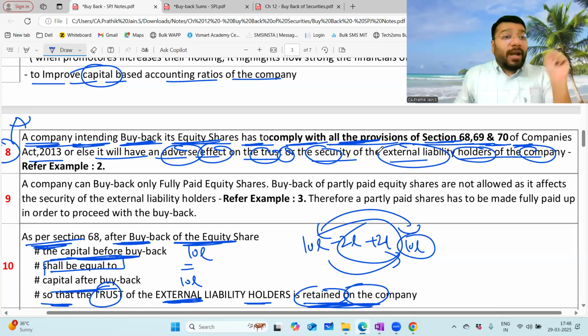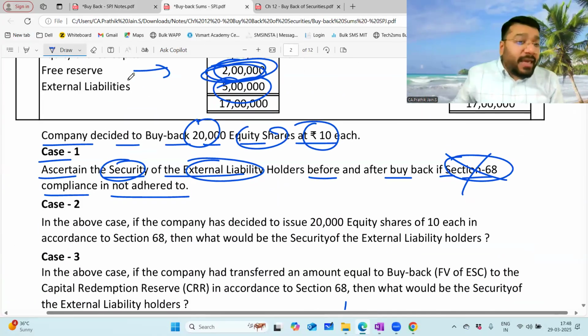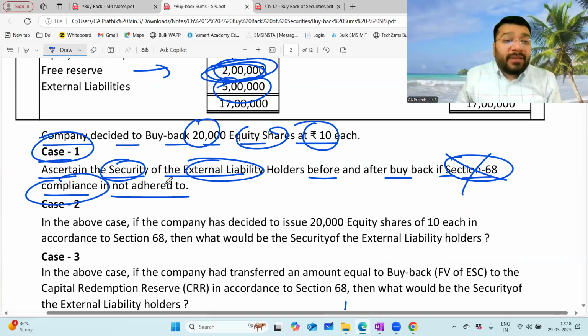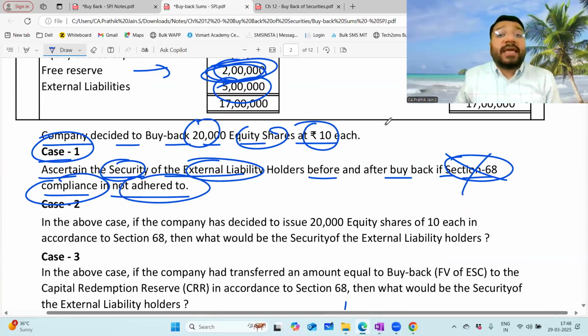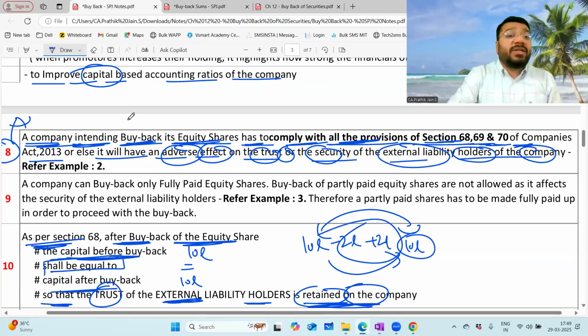Correct? So what happened in the previous question? If I come back here, you did the buyback. In case one, you did the buyback, but you did not comply with Section 68. So the security of the external liability holders went from 3 down to 2.6. In order to prevent this, you have to follow Section 68. So what does Section 68 say?